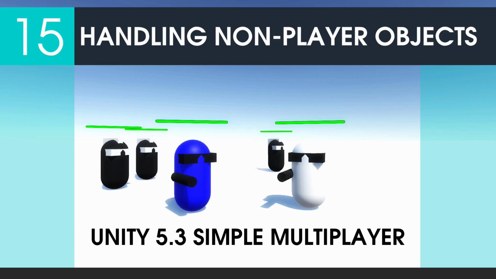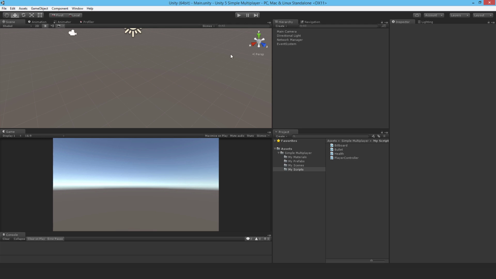Welcome to part 15, Handling Non-Player Objects. Game objects such as enemies need to be managed by the server only. So in this case, we're just going to make a spawner. The enemies won't have any AI or anything, they won't move around, but the spawning of them will be managed by the server. So just make a new empty game object, reset its position, call it Enemy Spawner.